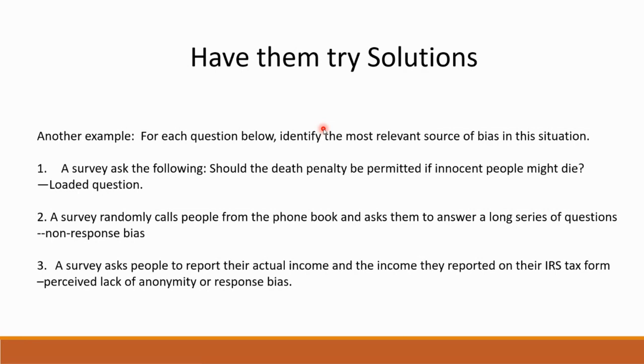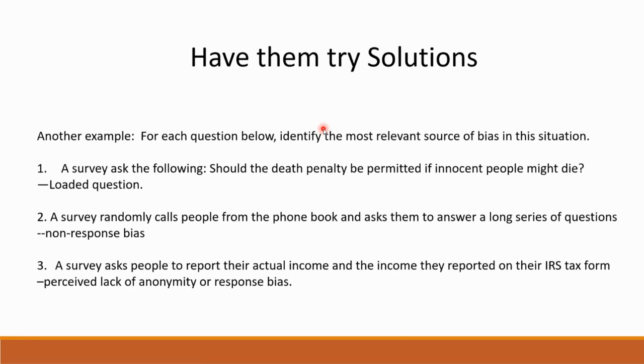Or here's another one. A survey were to ask people to report their actual income and the income they reported on their IRS tax form. Well, for one thing, there might be a perceived lack of anonymity. They might fear the government coming after them because they were not honest on their taxes, right? So that would be a perceived lack of anonymity, or even response bias.